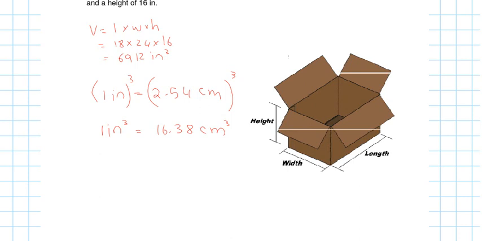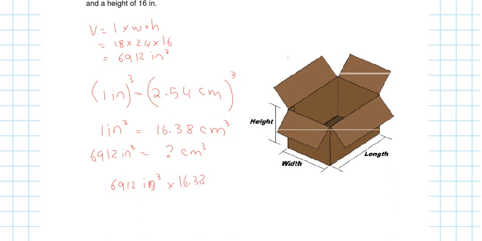Okay? Now I can take my answer, which is in cubic inches, and I can change it to cubic centimeters, or centimeter cube. So I have 6,912 cubic inches. How many centimeter cube is that? Cross multiply. So the 6,912 times 16.38 divided by the 1.